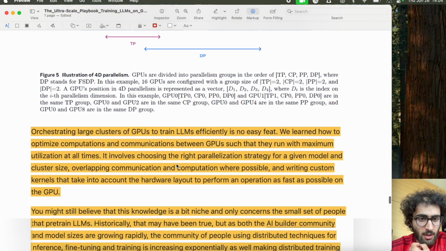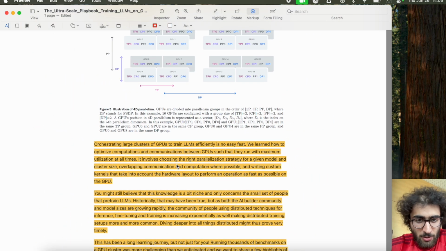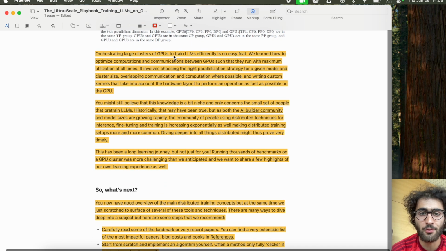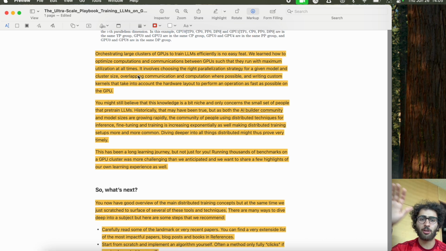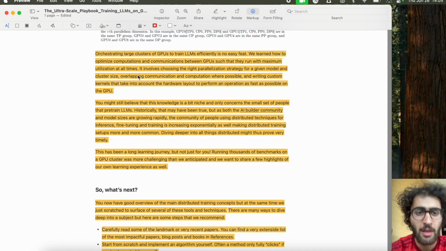Orchestrating large clusters of GPUs to train LLMs efficiently is no easy feat, but through this series we learned how to optimize computations and communications between GPUs such that they run with maximum utilization as much as possible, and this involves choosing the right parallelization strategy for a given model and cluster size, overlapping communication and computation where possible, and writing custom kernels that take into account the hardware layout to perform an operation as fast as possible. But I'm not gonna lie, we did skip that.